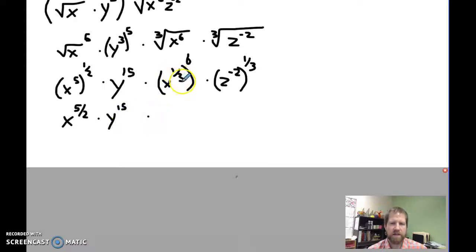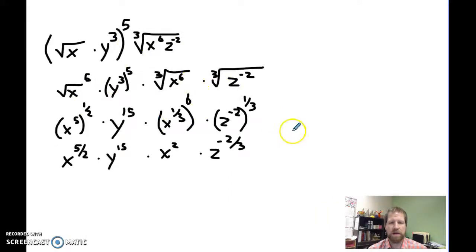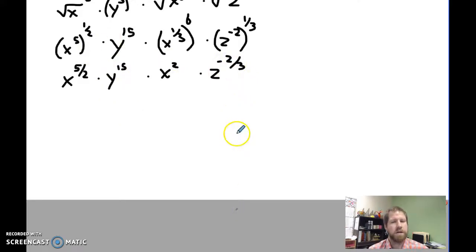And then here I've got x to the 1/3 to the 6th. 6 over 3 is 2, so x squared. And over here I've got z to the negative 2 to the 1/3, or z to the negative 2/3. And yes, this is a really long, complicated question, but I wanted to make sure I get all the different types of problems that you're going to run into.